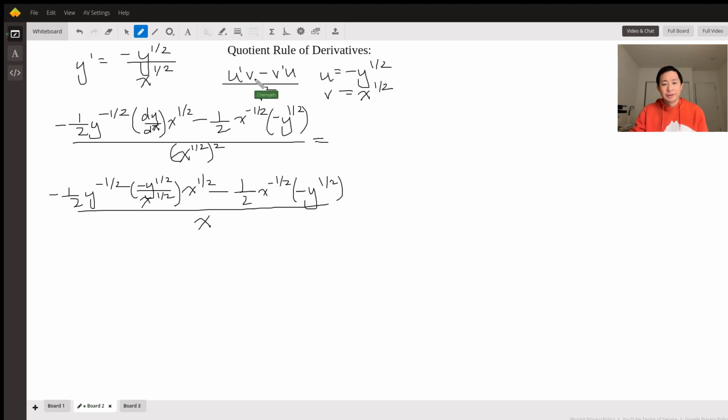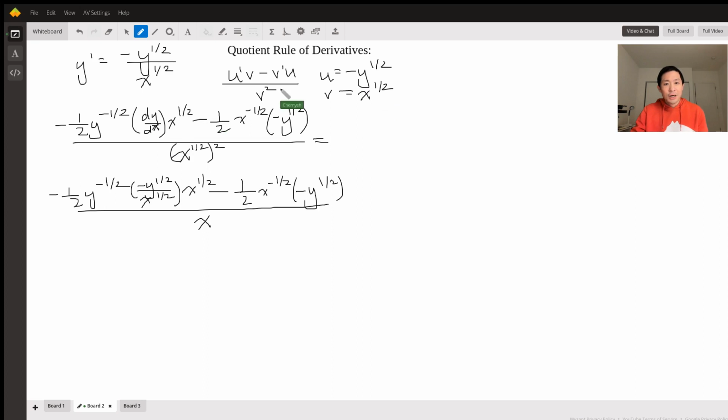And the quotient rule of derivatives tells us to imagine u being equal to the numerator for just a moment and v being equal to the denominator for just a moment, x to the 1/2. It's going to tell us to take the derivative of the numerator, which is the negative y to the 1/2, times the denominator, x to the 1/2, subtract that by the derivative of the denominator, x to the 1/2, times the numerator, negative y to the 1/2, all over the denominator squared. So x to the 1/2 squared.